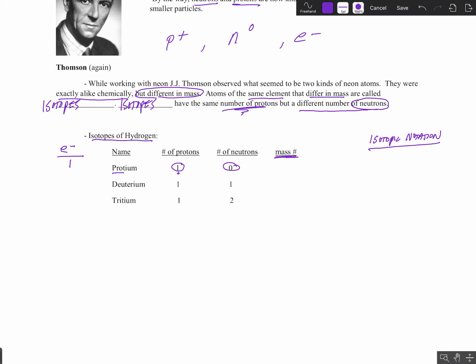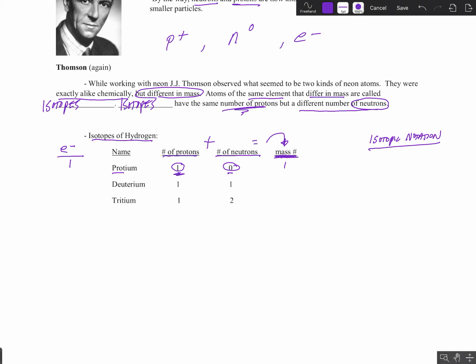Now, mass number, kiddos, is the sum of the protons and the neutrons. We don't worry about the electrons. Remember, it takes about 2,000 electrons to equal the mass of one proton or one neutron. So the mass number of an atom is accounted for by adding the protons and the neutrons together. So the isotope of protium has a mass number of 1, with 1 proton and 0 neutrons.